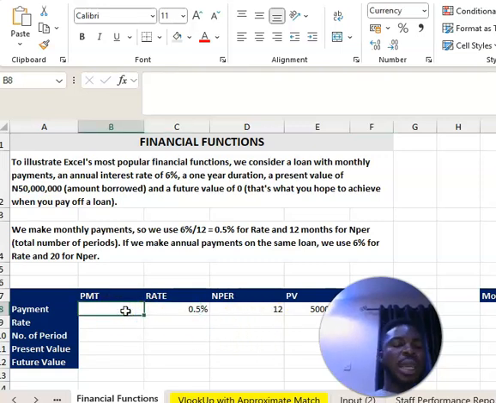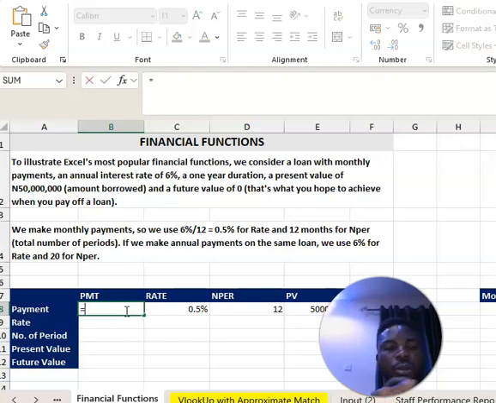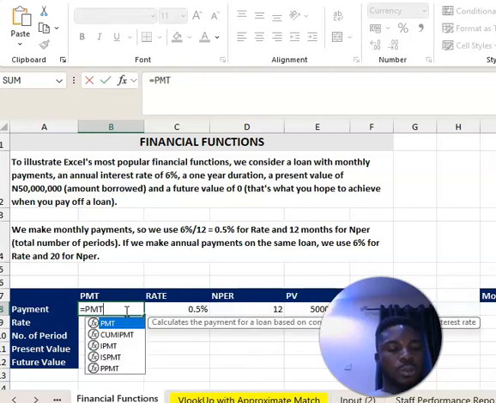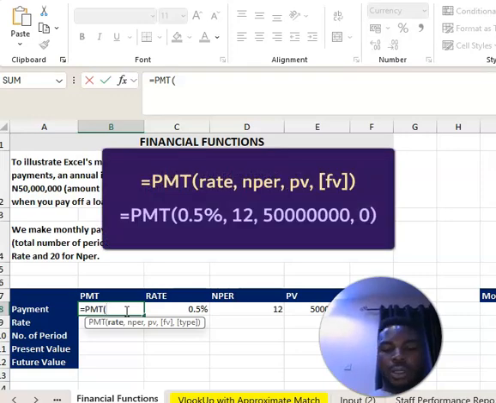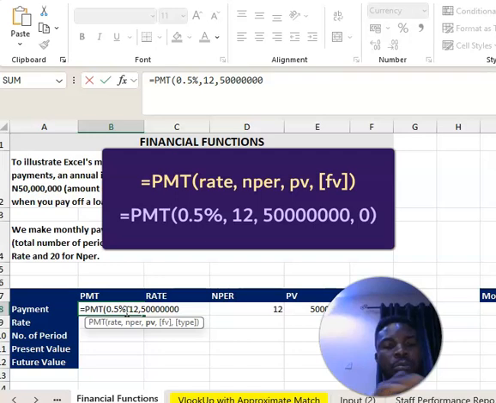So now I want to calculate my payment. How much am I expected to pay every month? It's so simple. I'm going to use the PMT function, and I'm going to call it out: equals PMT. Call out the syntax. The first argument is rate, and my rate is 0.5%. Number of periods, how long am I expected to pay it? 12. Present value is the amount I am taking right now, which is 50 million naira. And I have the FV, which is zero or can also be ignored. The final argument, which is type, can also be ignored.